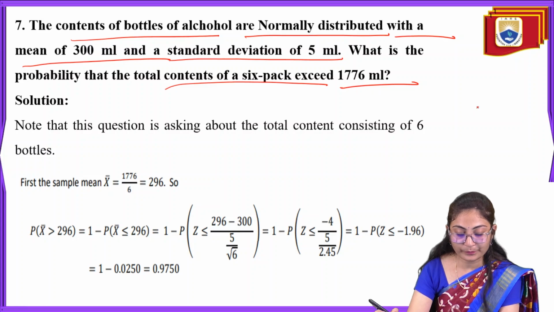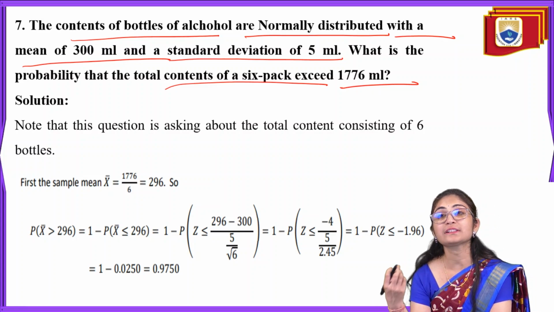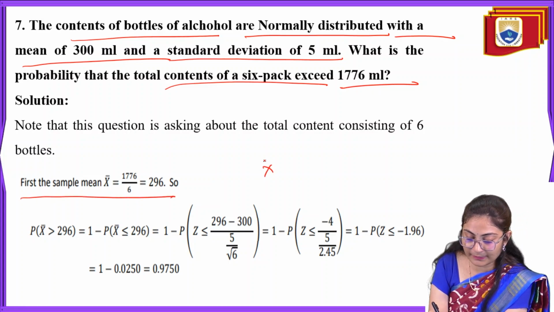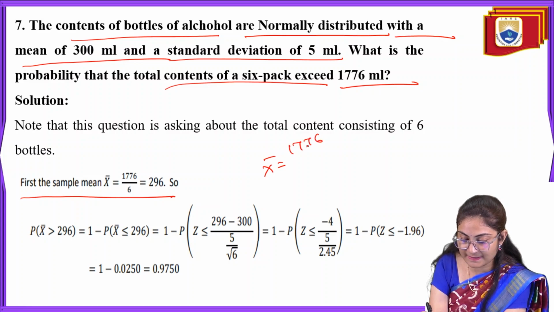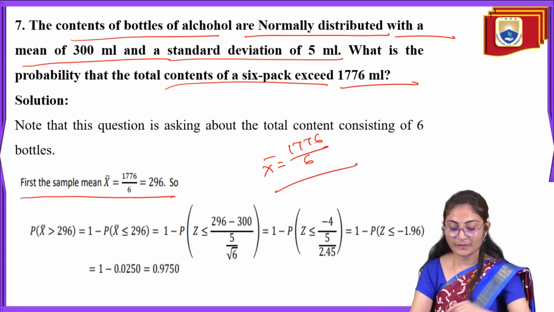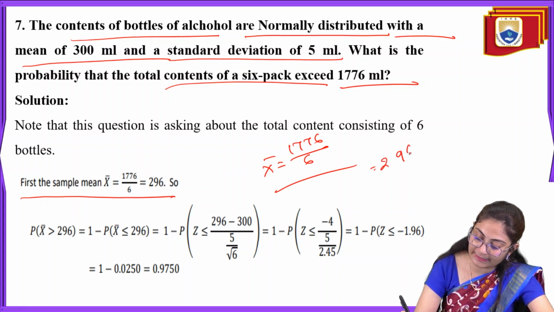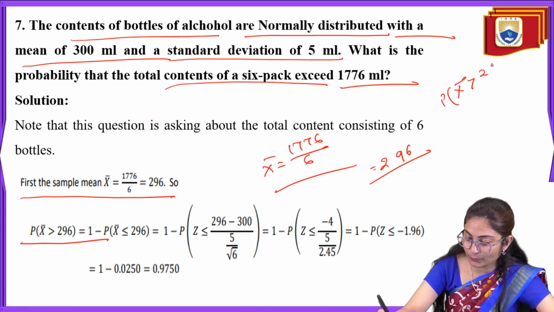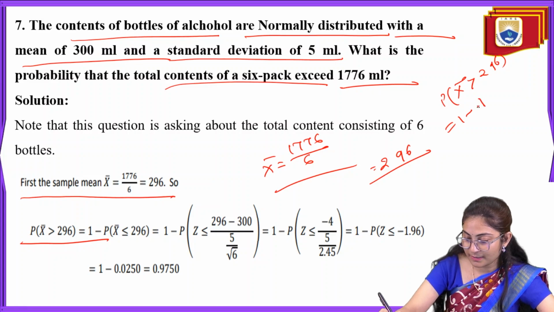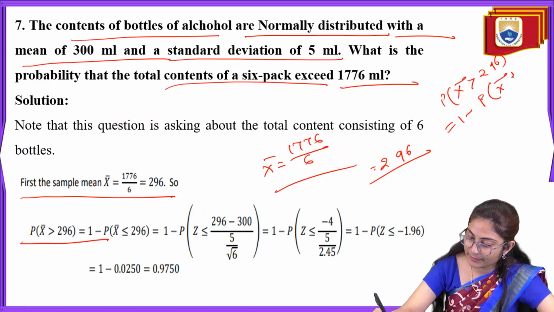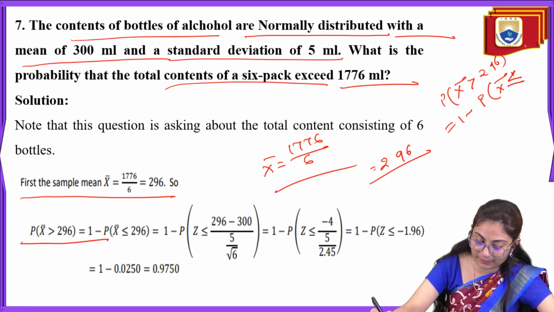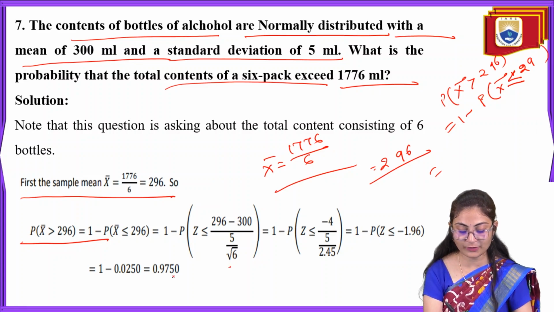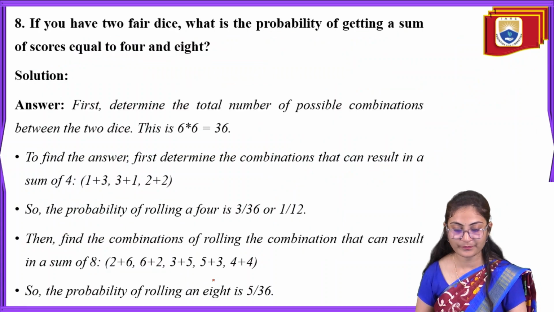Here they are asking about the total content consisting of 6 bottles. So first the sample mean x bar is 1776 divided by 6, so you will get 296. Here again we have to find P of x bar greater than 296, which is 1 minus P of x bar less than or equal to 296. Then you keep all the values and solve, and you will get the answer 0.9750.